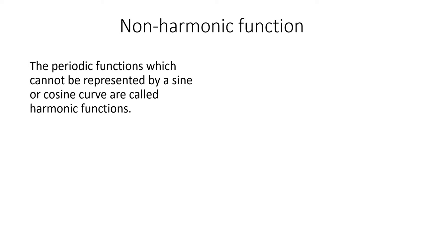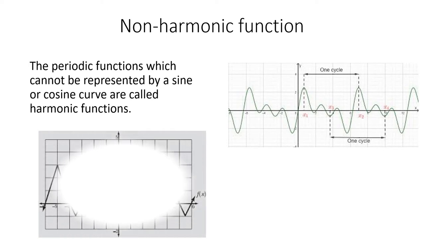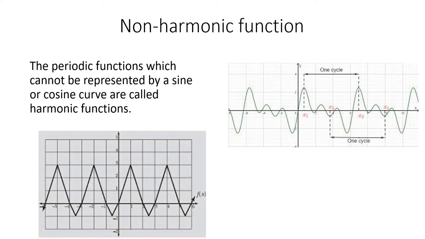Non-harmonic functions are also periodic functions, but they cannot be represented by a single sine or cosine curve. For example, in this graph, you can see that it is not a single sine curve. Even though the function is repeating itself at regular intervals of time, it is a periodic function, but it is not harmonic.